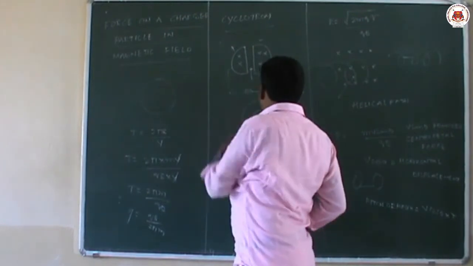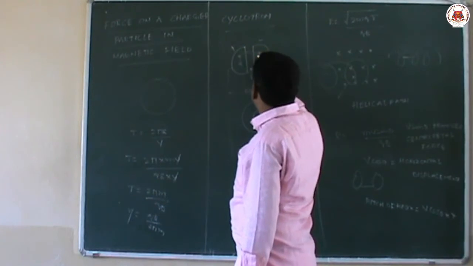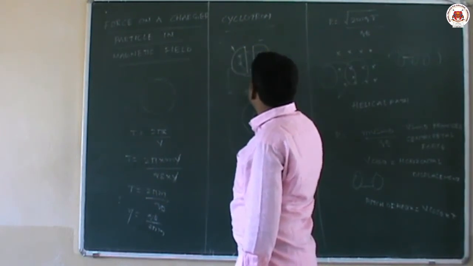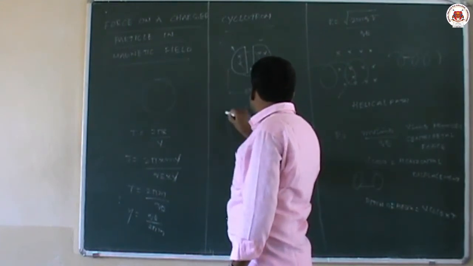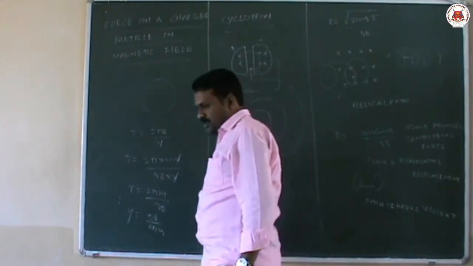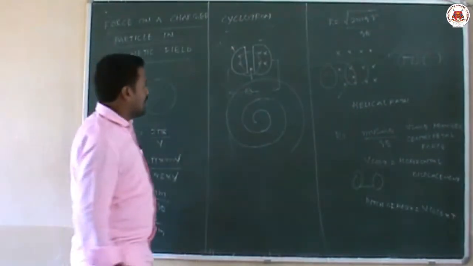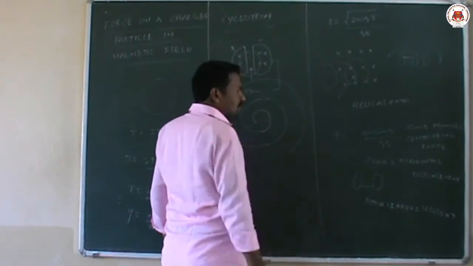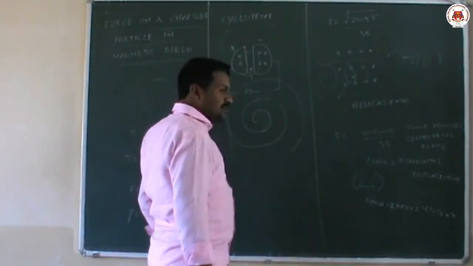Once it enters the gap again, it completes a semicircle, enters the gap, and is pushed forward. Then again it enters another orbit. This cycle will continue like this. The radius increases every time, but the time period remains the same. Time period is independent of radius.